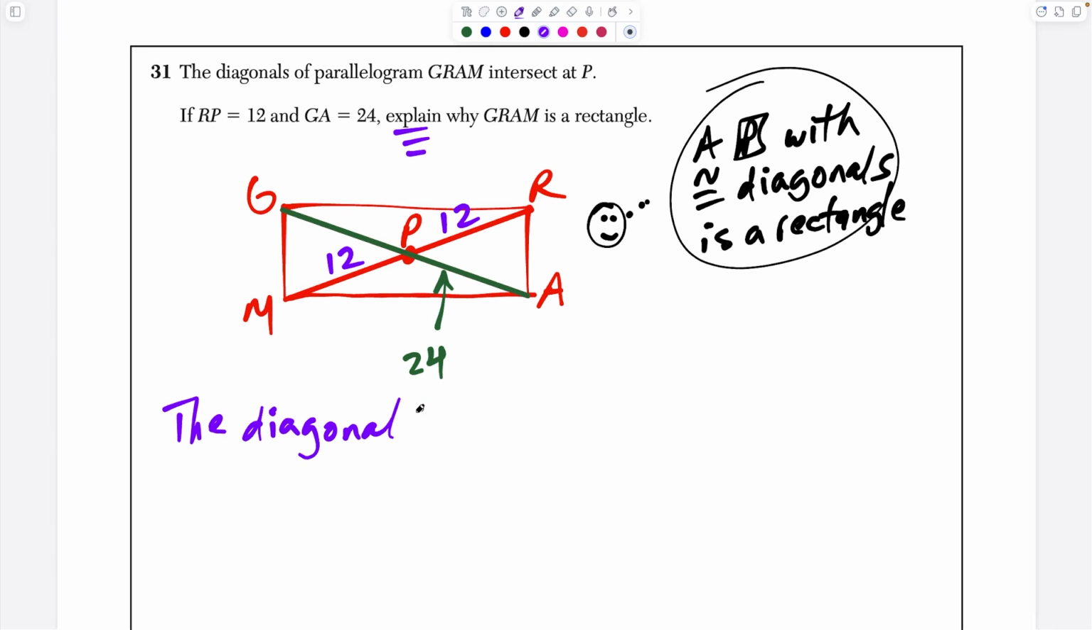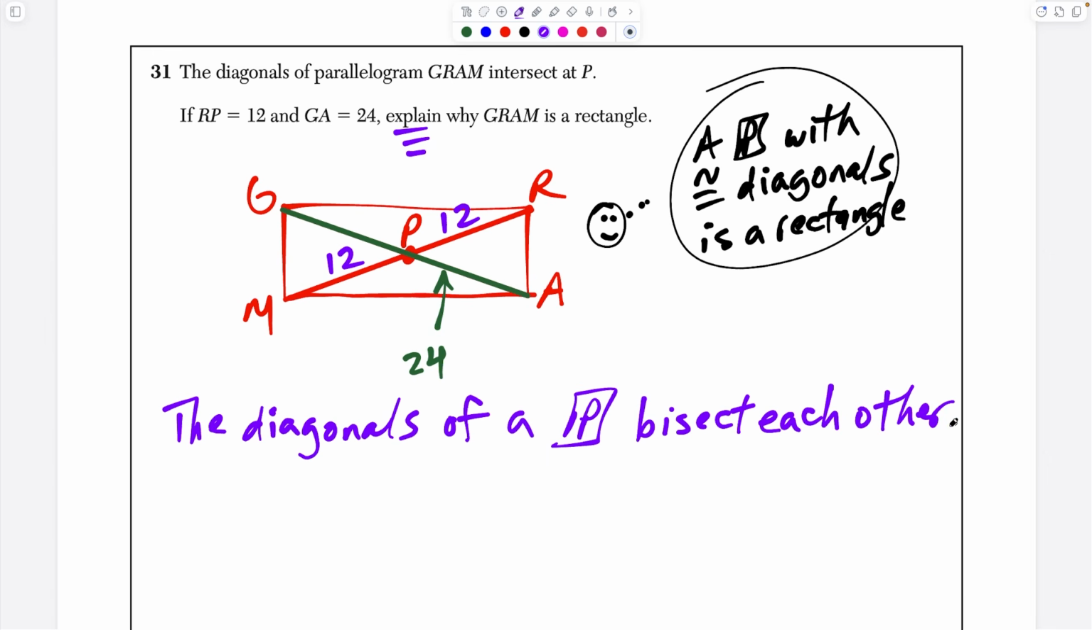So the diagonals of a parallelogram, and you could abbreviate parallelogram by drawing one and writing P inside, bisect each other. And now the conclusion that we could draw from this is that MP, therefore MP equals 12. So this tells us the entire diagonal MR. So MR is equal to 24.